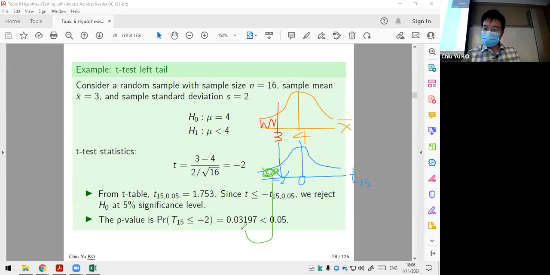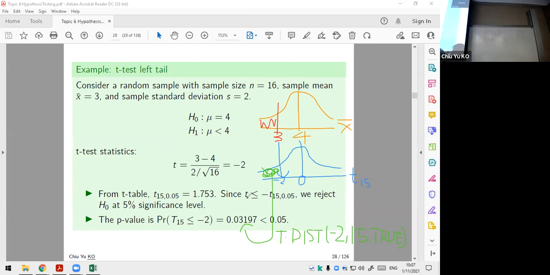For this negative 2, how to convert it is just T.DIST, negative 2, then degrees of freedom is 15, and TRUE. So T.DIST of negative 2, 15, TRUE. Negative 2 is given here, 15 is the degree of freedom, TRUE is because of the area on the left. So T.DIST gives the area on the left, which gives you this area. I'm not going to do the Excel.